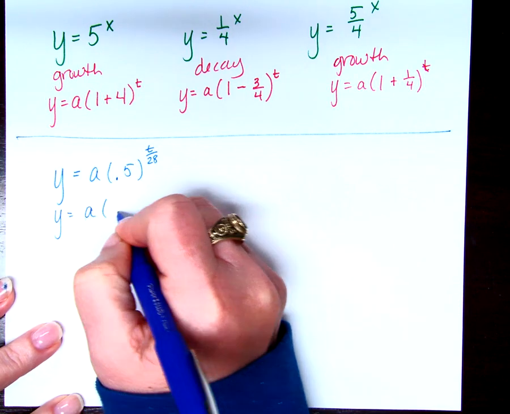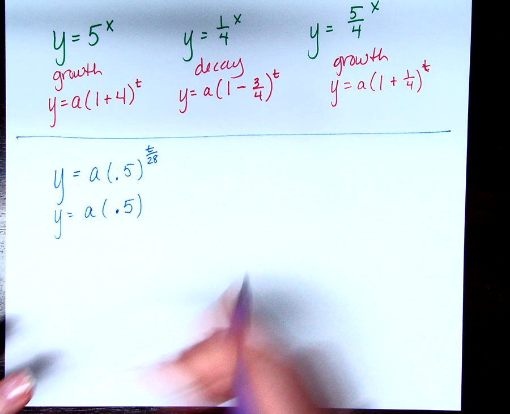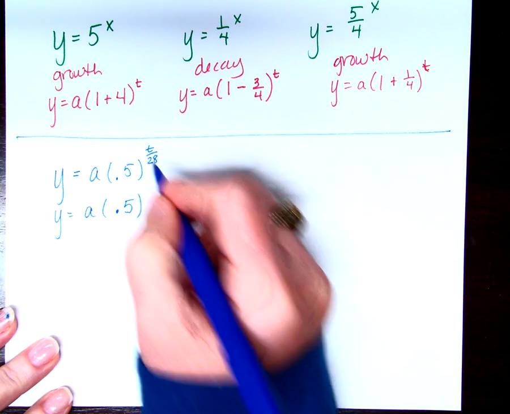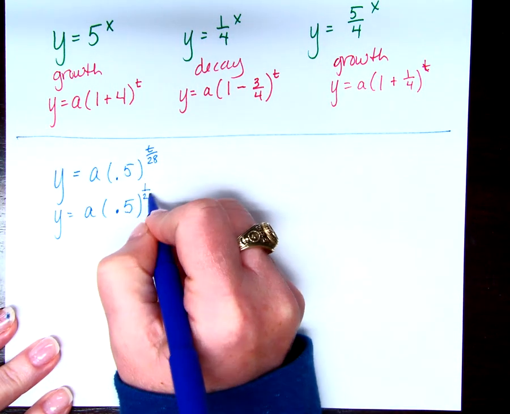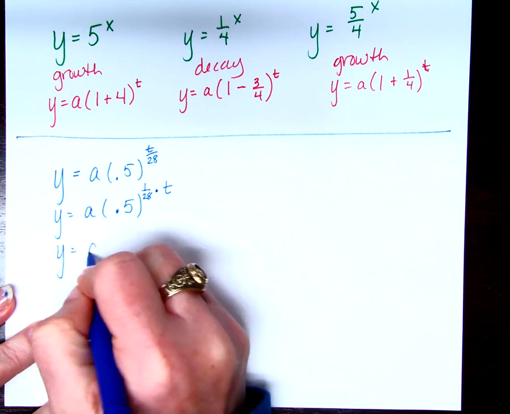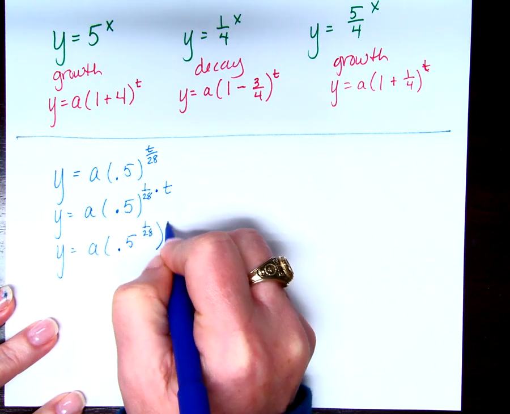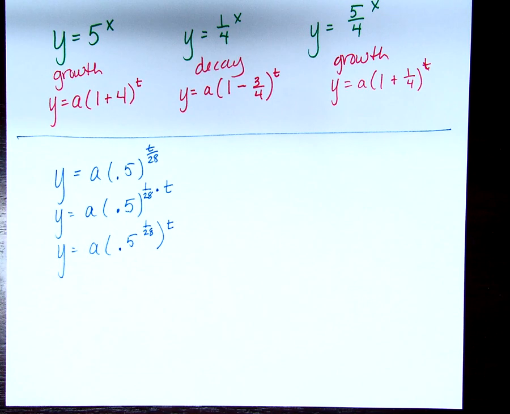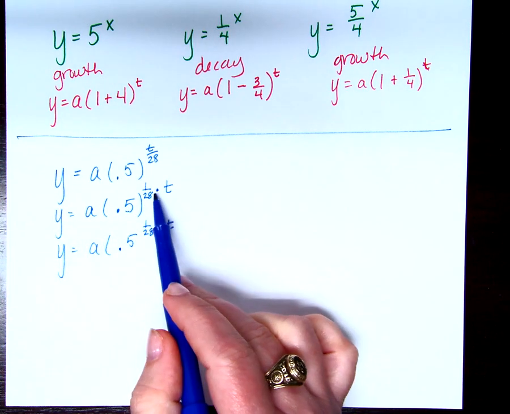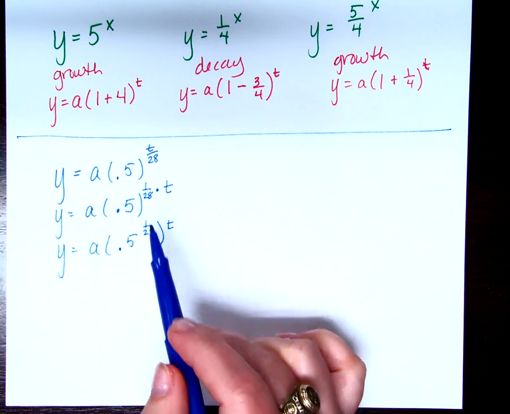We have our a, we have our 0.5. We know exponent rules. And exponent rules say that I can take this fraction right here and change it to be that, right? I also know exponent rules, and so I know that I can take this and change it to be that. Because if power of a power means I multiply, doesn't multiply mean I can do power of power?